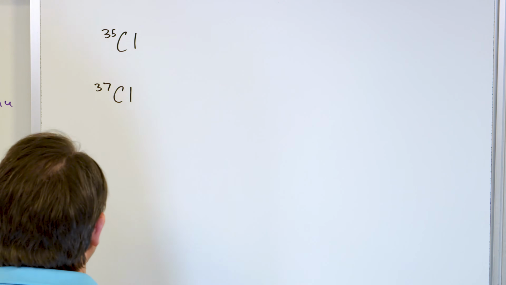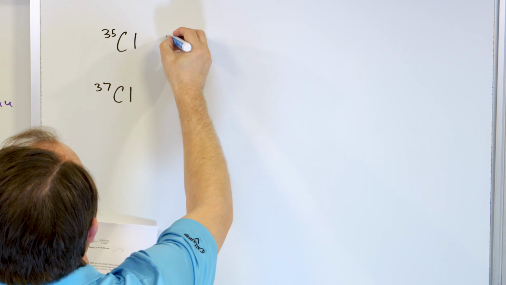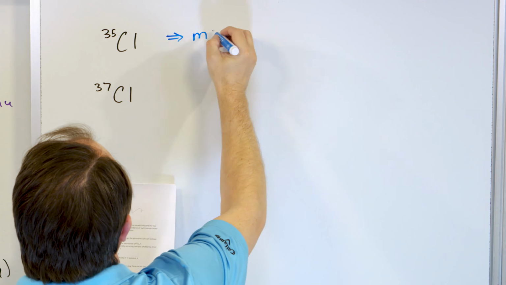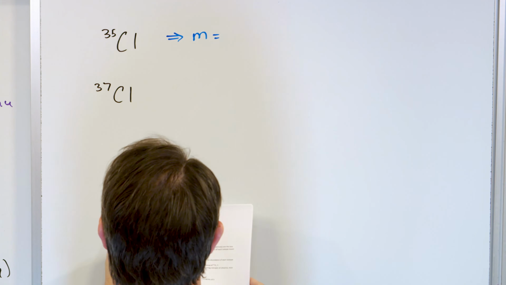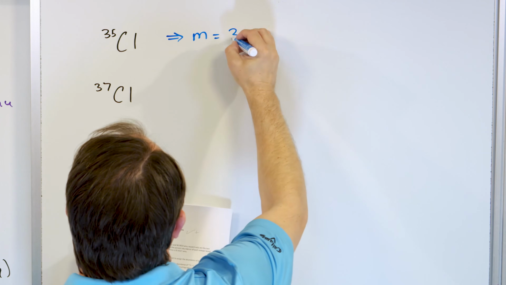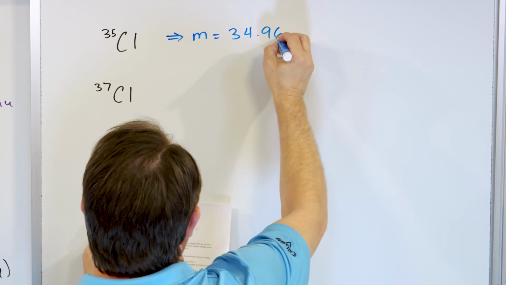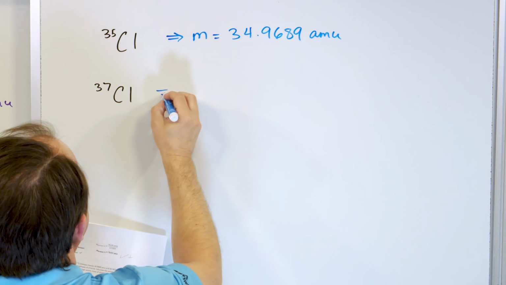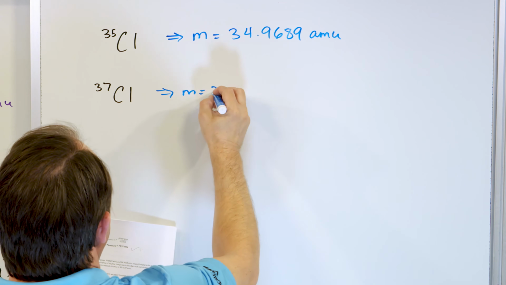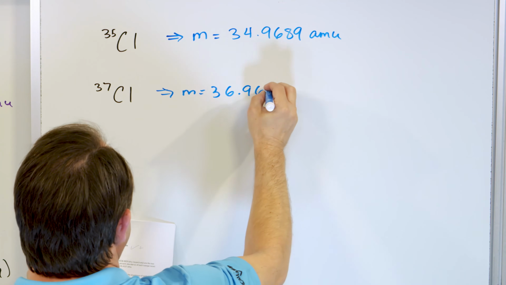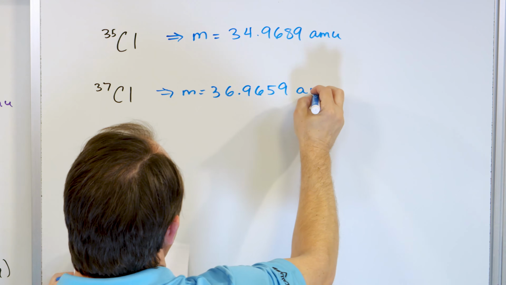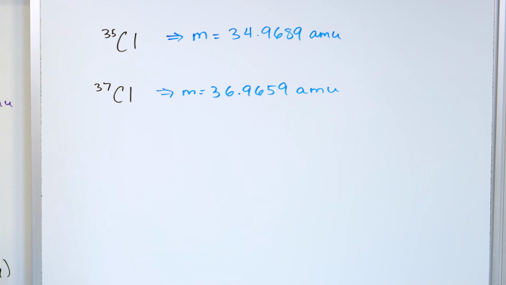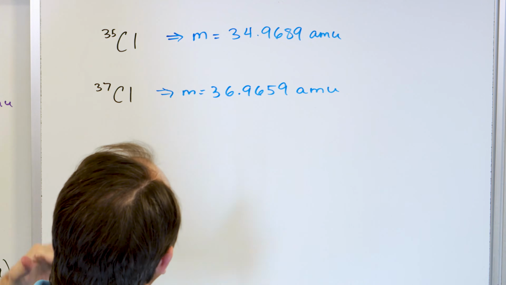Now let's write down their masses. We are told that this one right here has a mass of 34.9689 AMU. And this one right here has a mass of 36.9659 atomic mass units. I really encourage you to write things down. Please write them down, write everything you know, right?